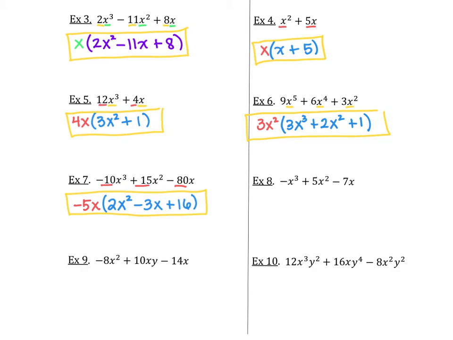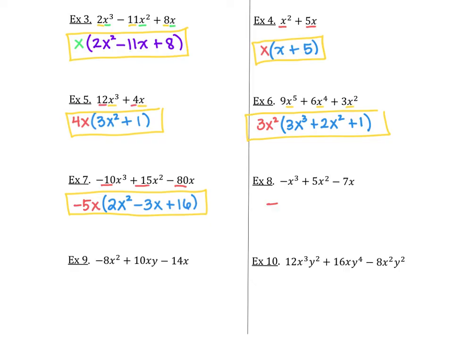Okay, for example 8: negative x to the third plus 5x to the second minus 7x. Now let me check the numbers. Well, there's no coefficient here other than the negative sign. So I don't really need to worry about the numbers, but I do need to take out a negative. I could take out a -1, or I could just take out the negative.